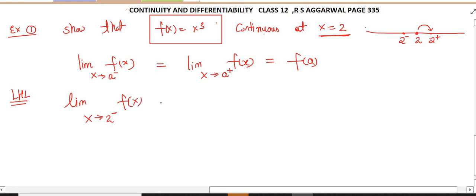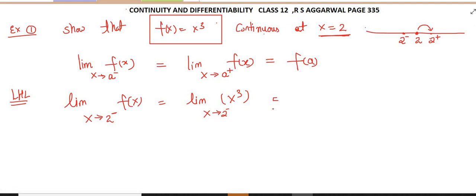So this will be limit x tending to 2 minus, and what is f(x) here? It is x cube. To find the limit, we directly put the value of x at which we need to check it. Here we need to check it at 2. We can directly put the value and get the answer.